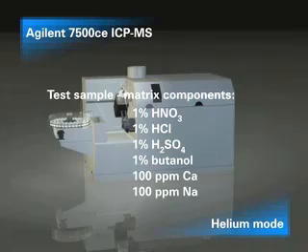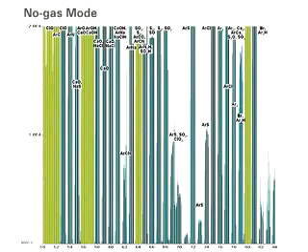To illustrate the interference removal power of the helium mode, a very challenging sample matrix containing these components was analyzed. Spectra were obtained for the mid-mass range, where most polyatomic interferences occur. This spectrum shows the matrix interferences that occur in normal ICP-MS. This spectrum was acquired in normal mode, that is, with no gas added to the cell. Almost every analyte in this mass range suffers severe polyatomic overlaps, making quantification impossible at trace levels.